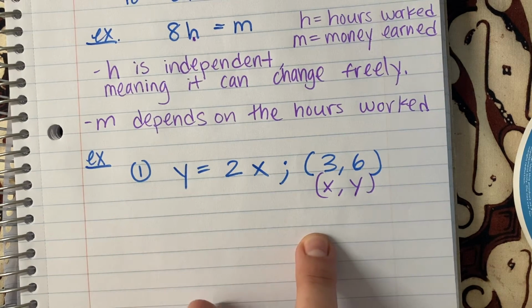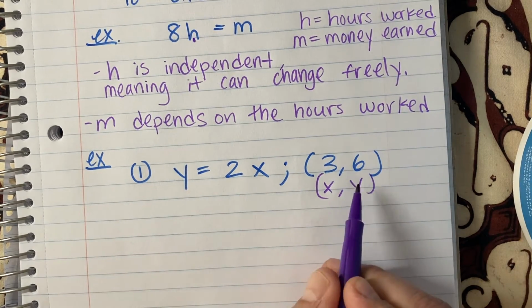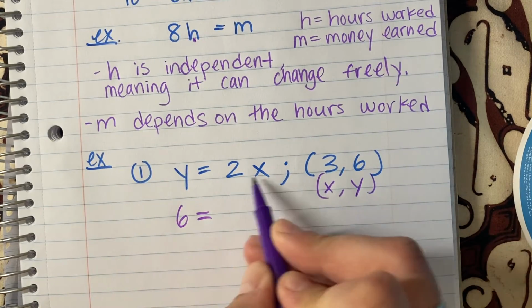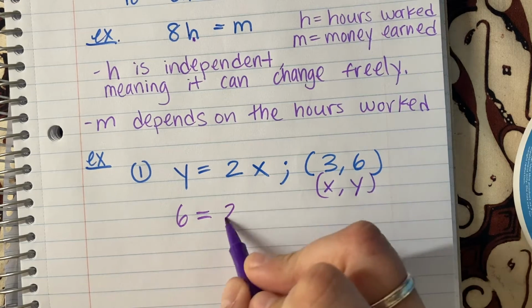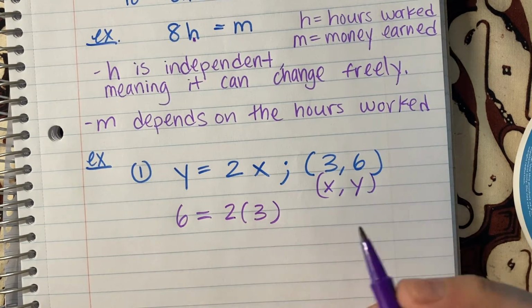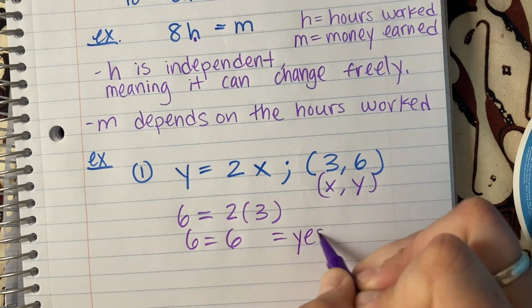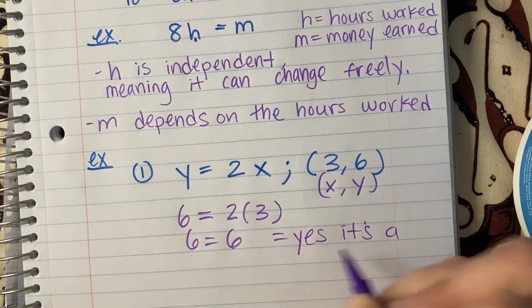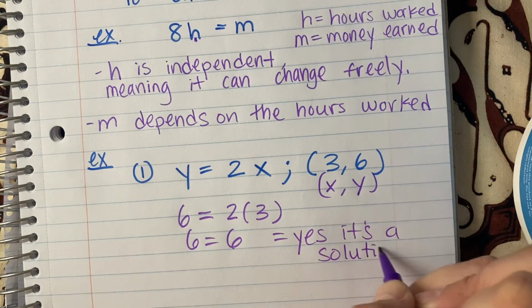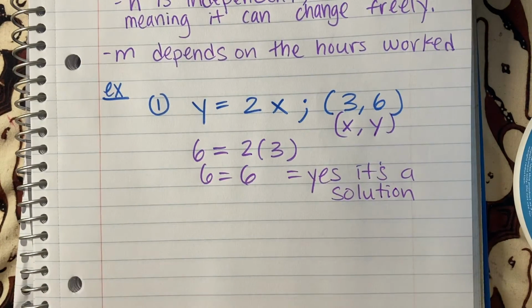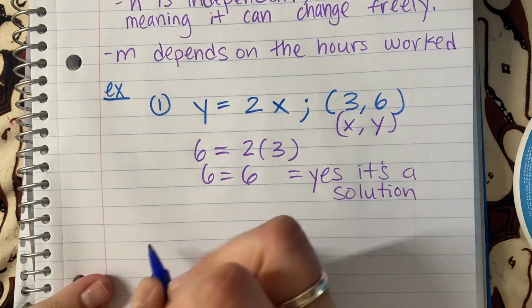and then see if it's a solution, okay? So for y, I see a 6, so we'll write a 6 equals, and I have two groups of x, so I have two groups of 3. Of course, we're going to solve here, and we see that, yes, it's a solution. Okay, because of course 6 equals 6. All right, let's do one more example over here.